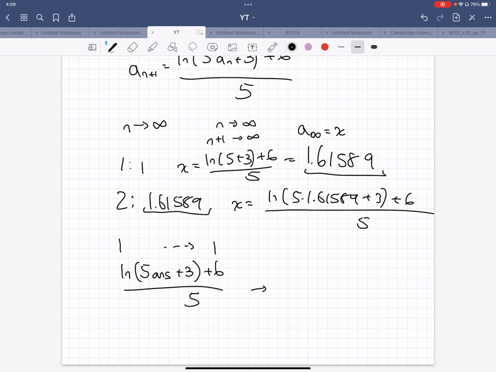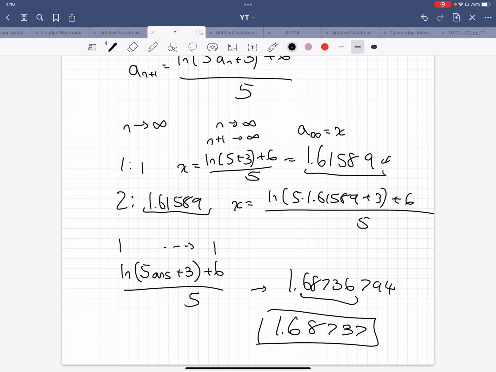Now if you rapidly click enter, it should converge to a value. So (ln(5 Ans plus 3) plus 6) all divided by 5. Now I get 1.61589 the first time, and if I keep pressing enter, it should eventually reach a value that converges. For me, it converges to 1.68736794, but they only want 5 decimals, so we round down. That'll be your answer. So this is a great tip for whenever you're solving any iterative question.